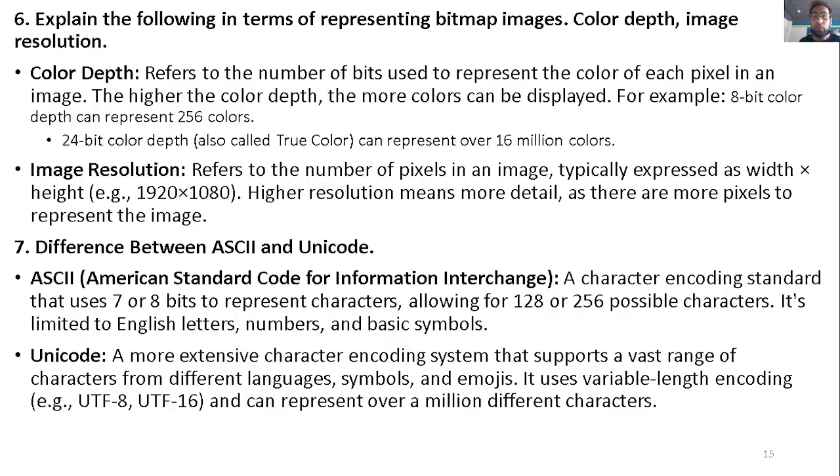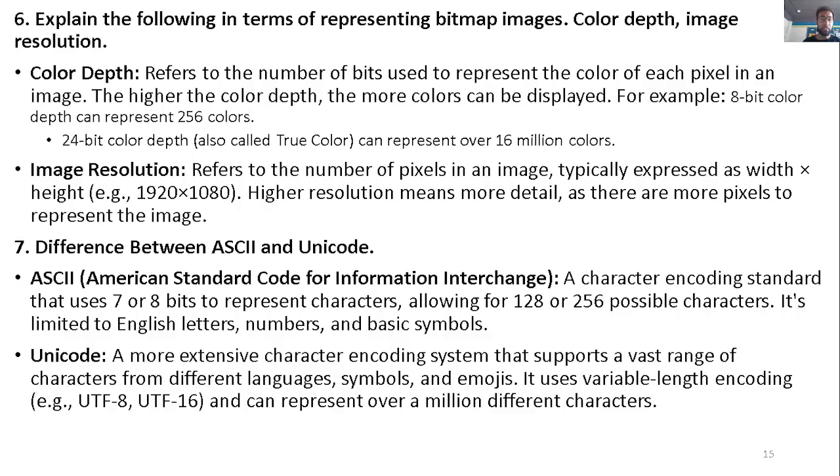Explain the following in terms of representing bitmap images: color depth and image resolution. Color depth refers to the number of bits used to represent the color of each pixel. One pixel is basically one dot of our screen, and how many colors that dot can represent is our color depth. Color depth is simply the number of colors. Image resolution is the number of pixels in an image, typically expressed as width multiplied by height.